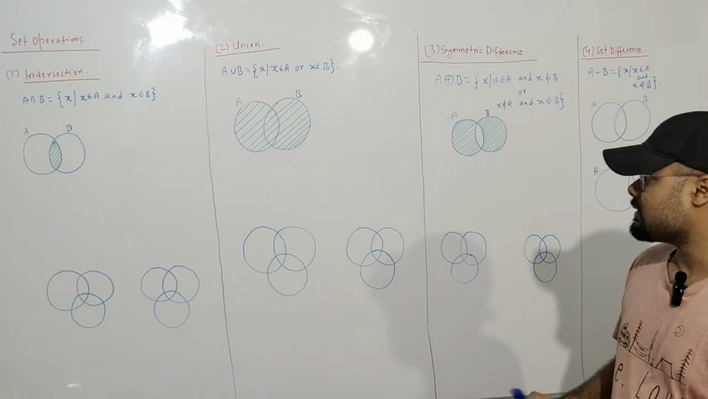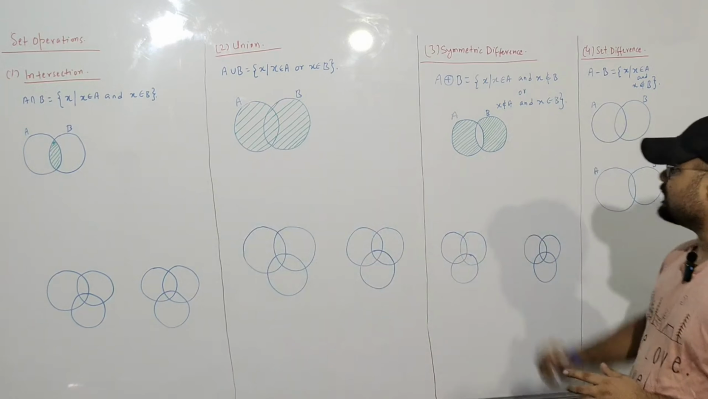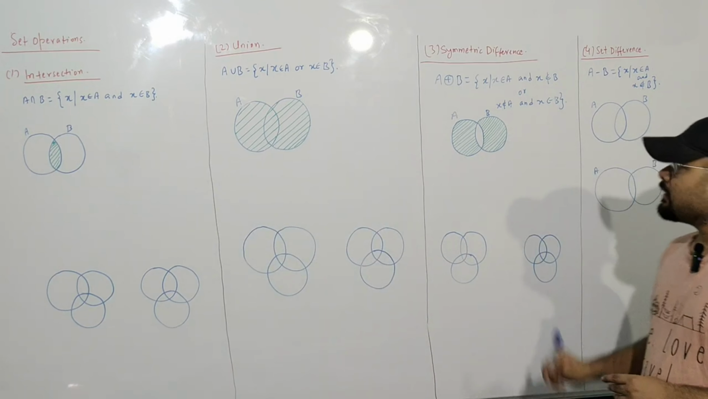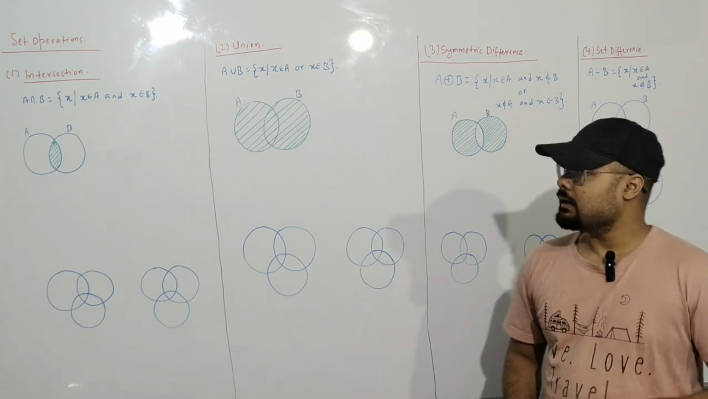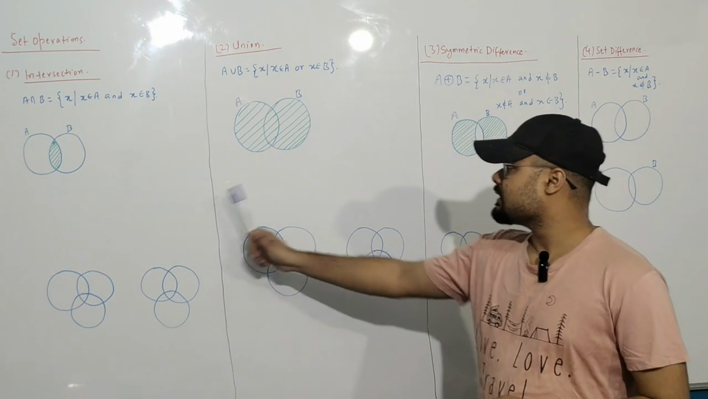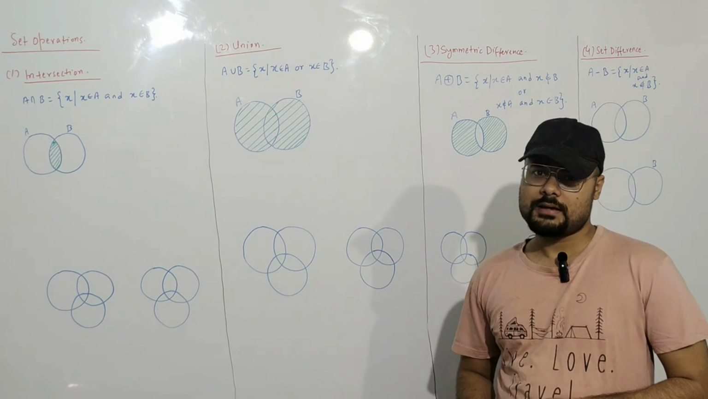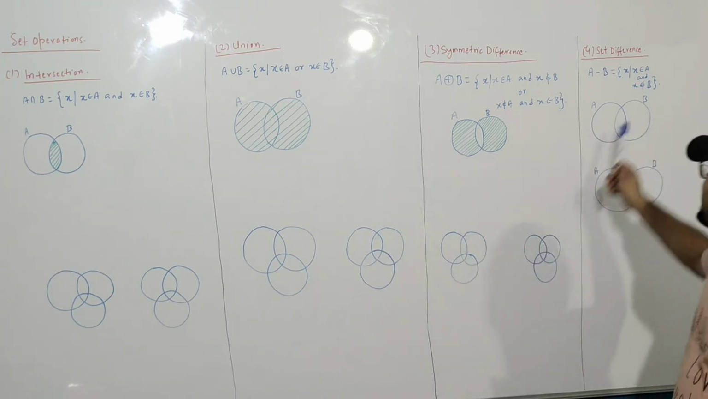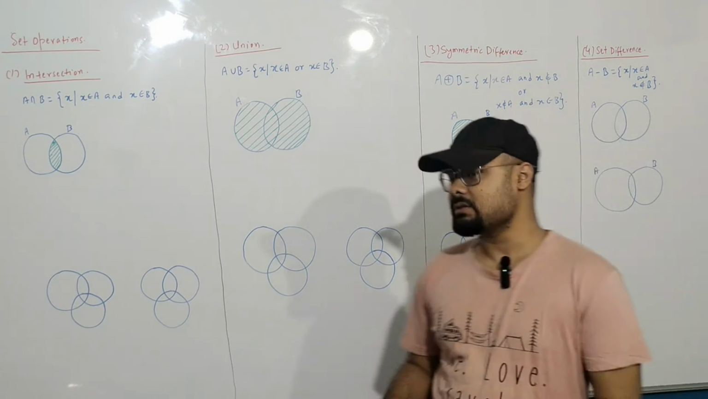For example, commutative laws, we will see that intersection, union, symmetric difference, they obey commutative laws. But set difference does not obey commutative laws. Similarly, intersection, union, and symmetric difference, they obey associative laws, but set difference does not. So we will look into what are these laws first.